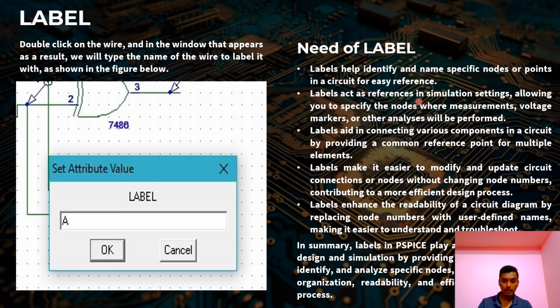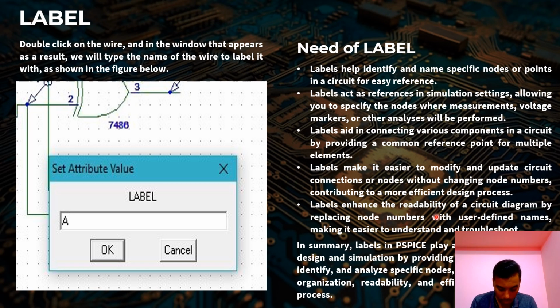A label acts as a reference in simulation settings, allowing you to specify the nodes where measurements, voltage markers, or other analysis will be performed. Labels aid in connecting various components in a circuit by providing a common reference point for multiple elements. A label makes it easier to modify and update circuit connections or nodes without changing node numbers, contributing to a more efficient design process. A label enhances the readability of a circuit diagram by replacing node numbers with user-defined names, making it easier to understand and troubleshoot.